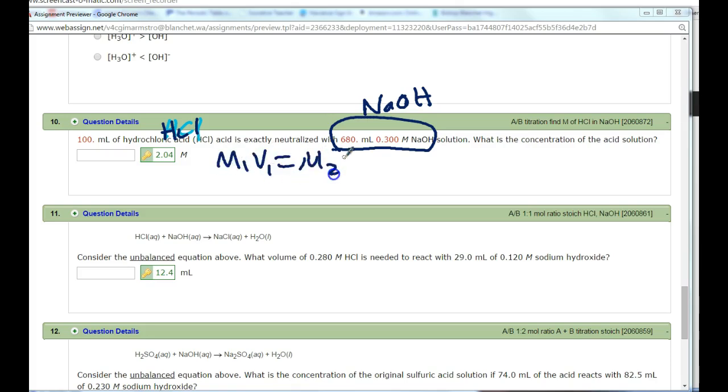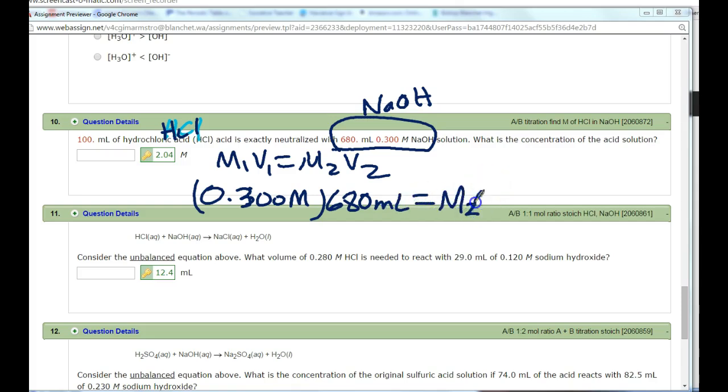And this time I chose M1V1 is M2V2, and for M1 I chose 0.300 molar times 680 milliliters. Those are my base parts, equal to my acid parts. M2 I don't know, but I do have 100 milliliters. So 0.3 times 680 divided by 100. So M2 equals 2.04 molar.